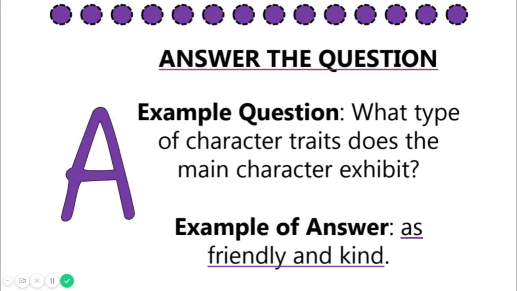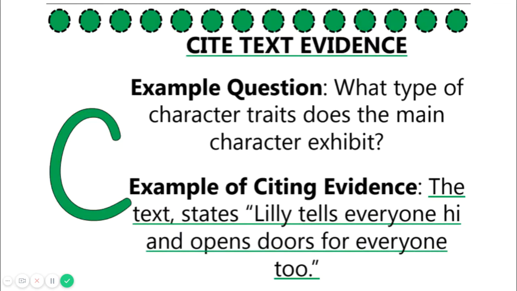Once you've restated the question, the next thing that you need to do is answer the question. So we need to state what character traits this character exhibits in the story. So the answer to this question is friendly and kind. Notice I put that as part of the first sentence. So the R and the A, the restatement and the answer, can go together, or you can make them two separate sentences.